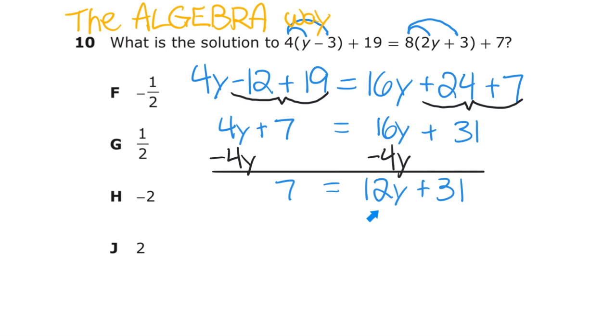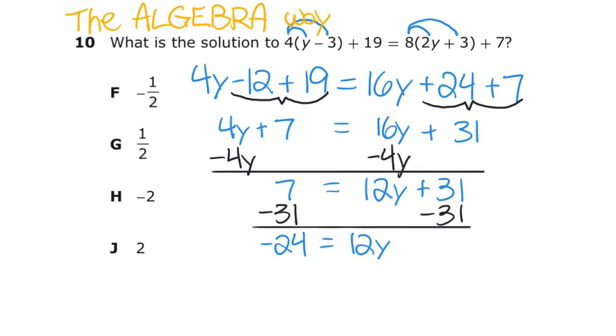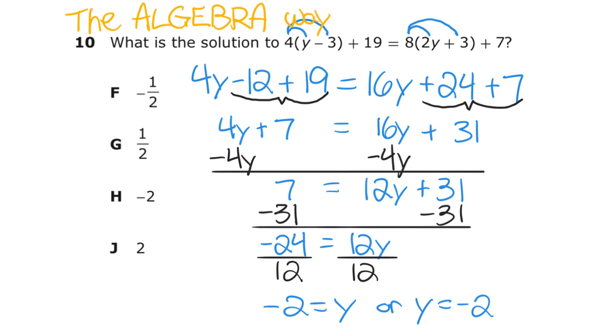Notice that 12y is positive. Subtract 31 from both sides to get negative 24 equals 12y. The goal is to solve for y, so we must divide by 12 on both sides of the equation. That leaves us with negative 2 equals y, which is the same as y equals negative 2. There we go. We arrived at the same answer as before, answer choice H, which is negative 2.